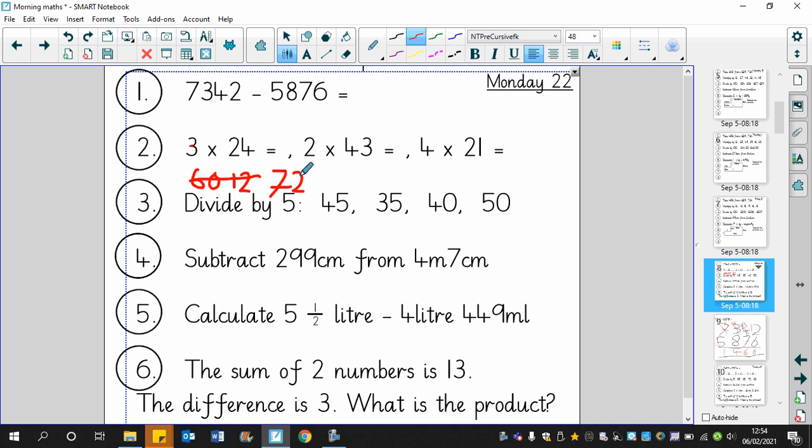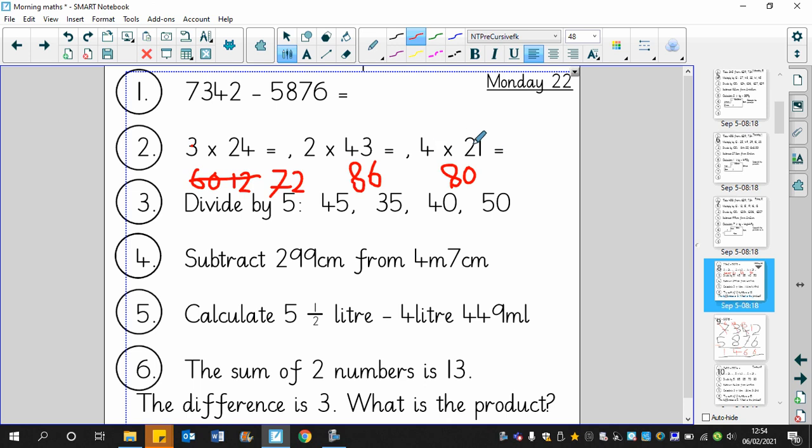is 72. Okay, 2 times 43, well, we could do 2 times 40 is 80, and 2 times 3 is 6, so the answer is 86. But really we're just doubling, aren't we? We're doubling 43, so that's a fairly straightforward one. There's your answer, 86.